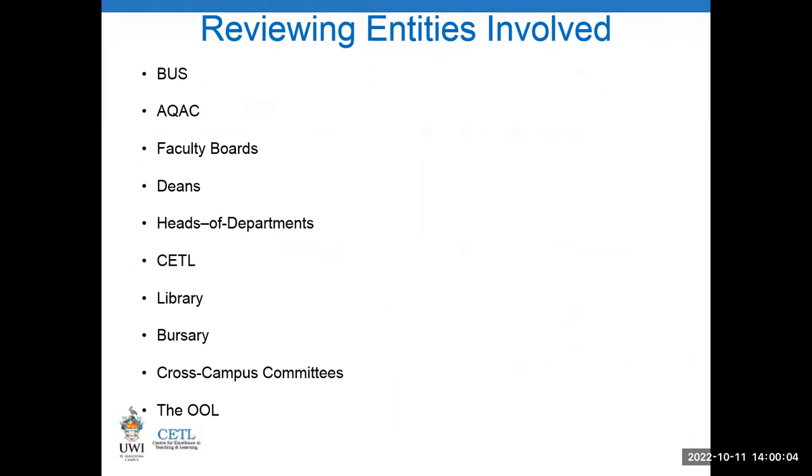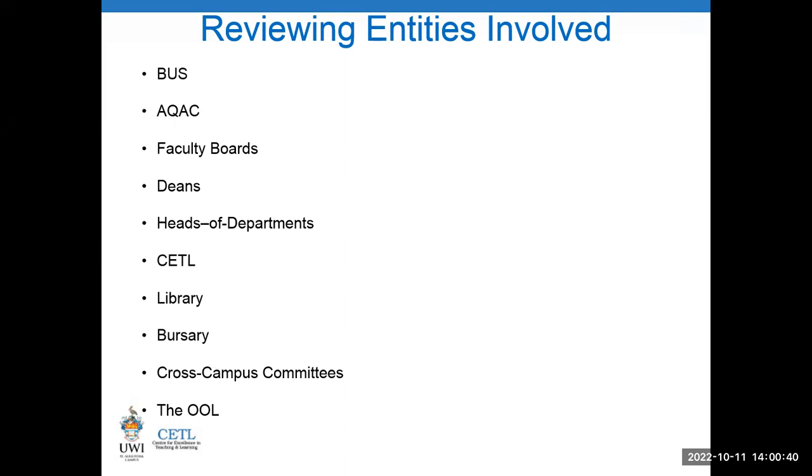If it's undergraduate, of course, it will go through BUS and ACWAC. If it's a graduate program, it would go through the Office of Graduate Studies and research. But at the very least, it must go through the faculty boards. And of course, the faculty boards may comprise heads of department, the deans, etc. Additionally, there are other entities that will review the proposal, including obviously the CETL.